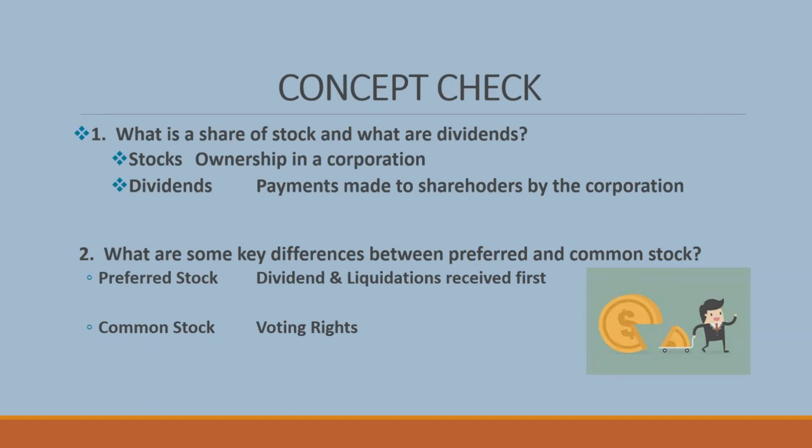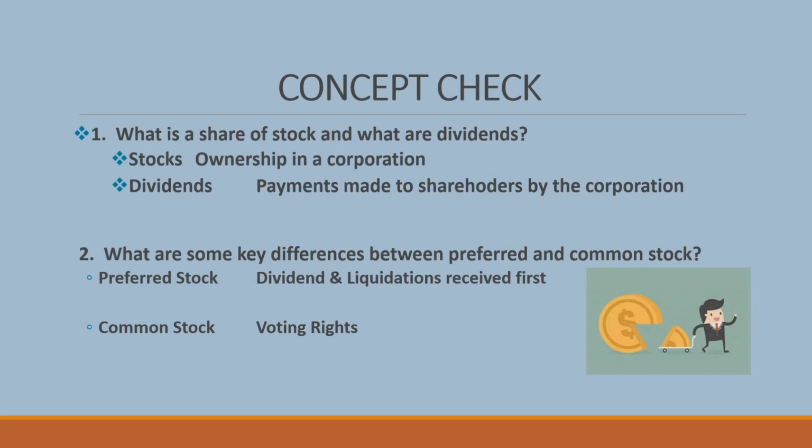Shareholders typically have the right to vote on certain corporate matters, such as the election of the board of directors. Dividends, on the other hand, are payments made by a corporation to its shareholders as a distribution of profits. Now, these dividend payments are usually made in cash, although dividends can also be issued as additional shares of stock or other property.